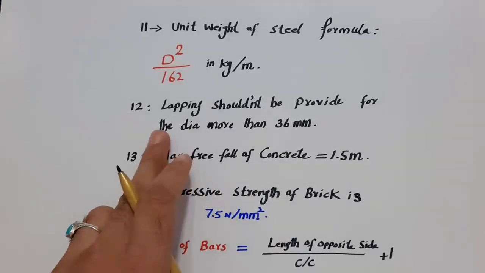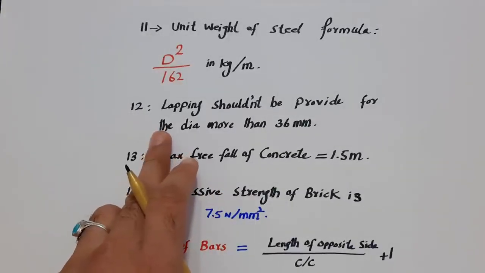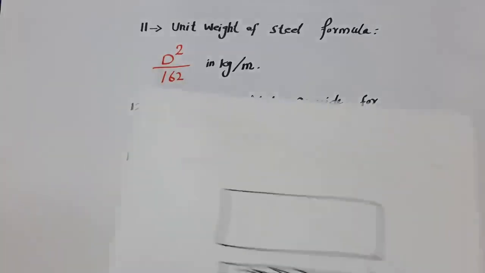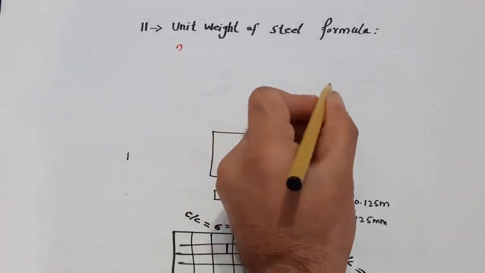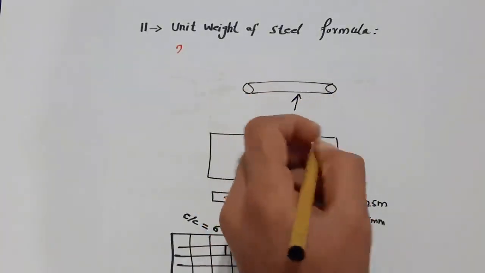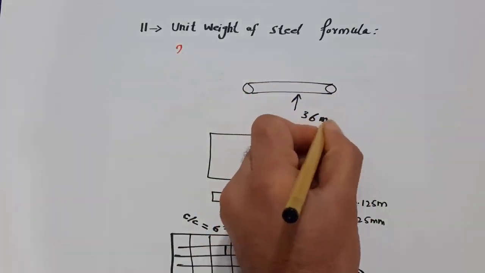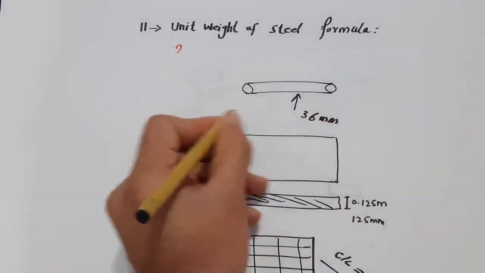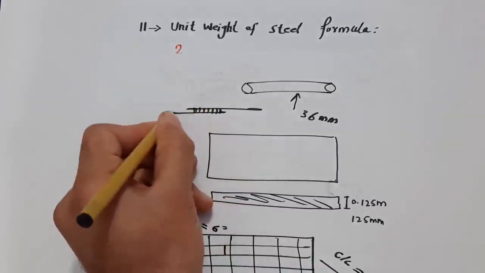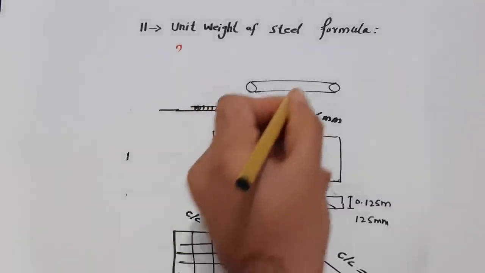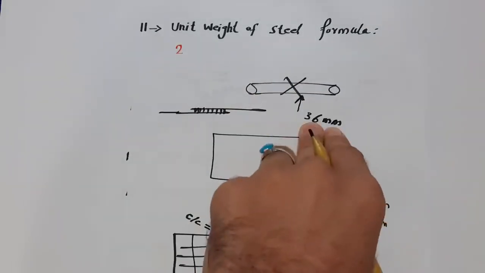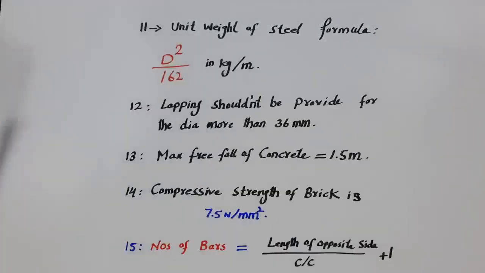Guys, the 12th one is lapping shouldn't be provided for the dia more than 36 millimeter. For example, you can see this is a steel rod. If the dia is more than 36 millimeter, the lapping should not be provided. This is lapping, guys, you can see. Less than this you can use lapping. For larger dia you can use the coupler method or any other one.